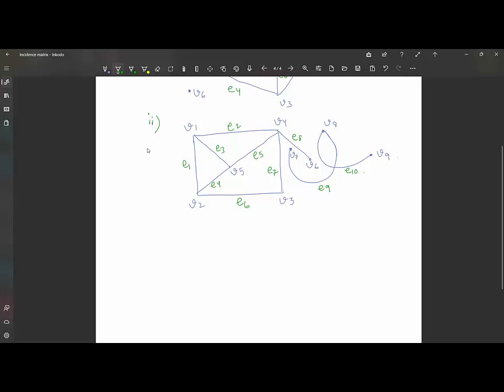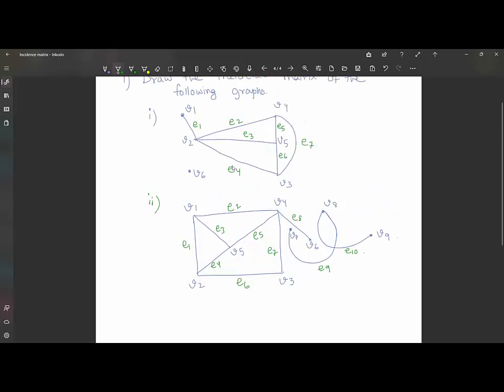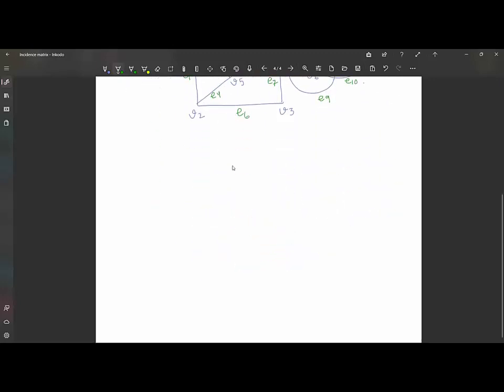Now just draw the incident matrix of these two graphs. Okay, and now also draw the graph, another type of problem, which is to draw the graph from the incidence matrix.